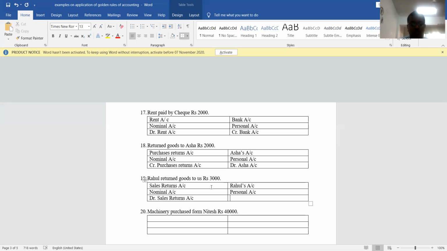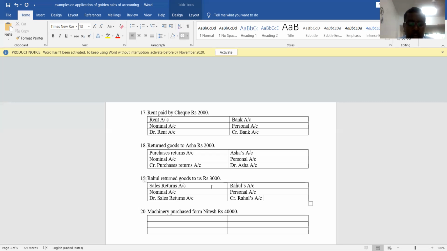Then Rahul's account. What should we do with Rahul's account? We have to credit Rahul's account, because he is the giver. What is the debit and credit rule of personal account? Debit is the receiver and credit is the giver. See here, Rahul returned goods to us, which means Rahul is the giver. Credit is the giver, so Rahul's account should be credited.